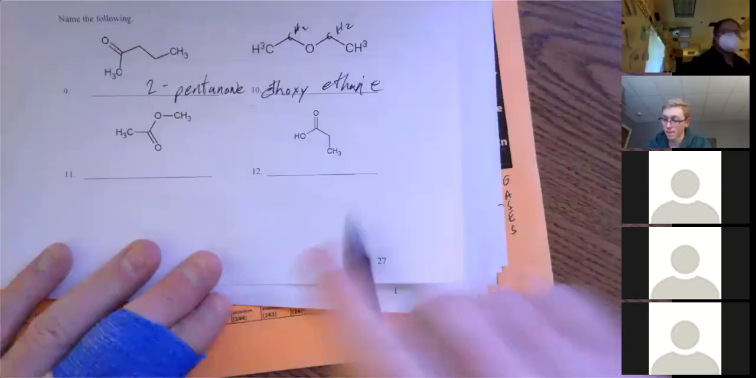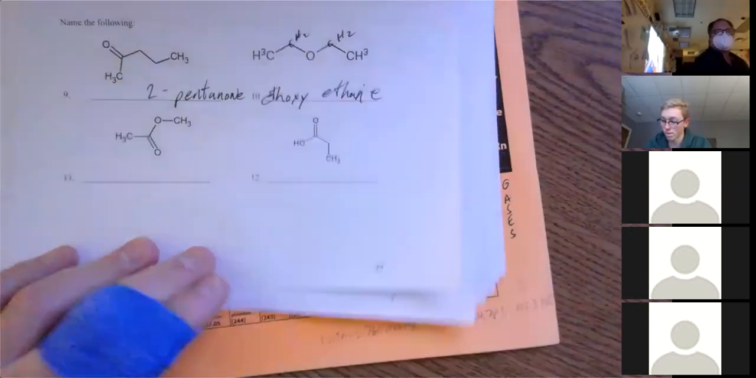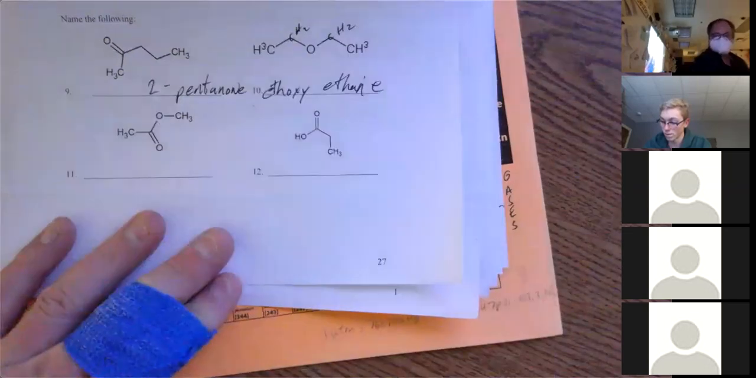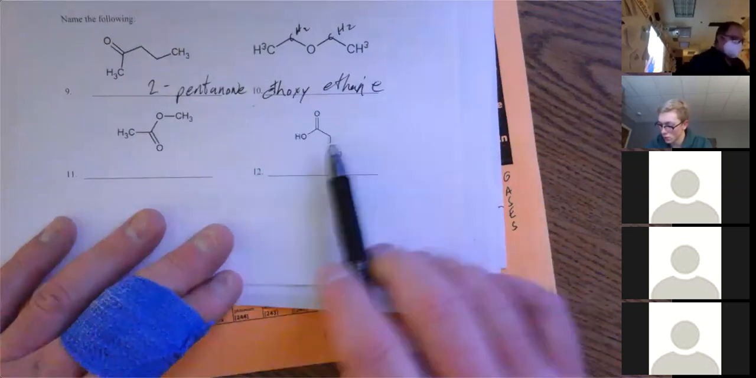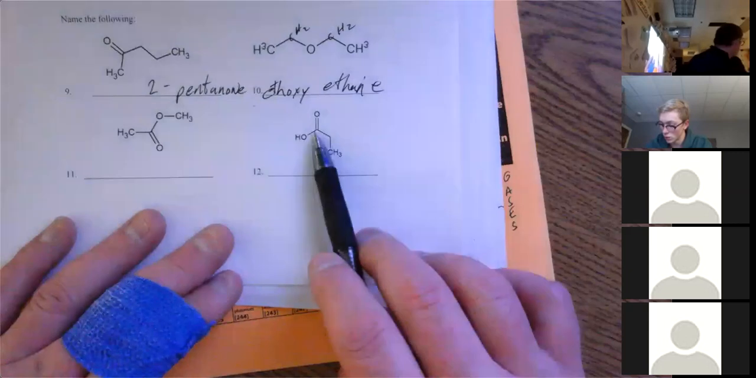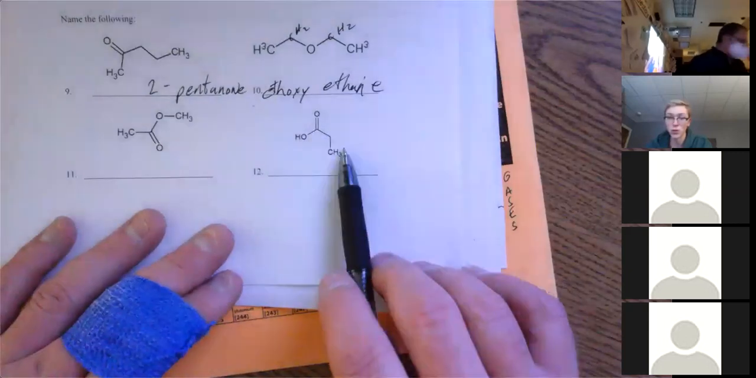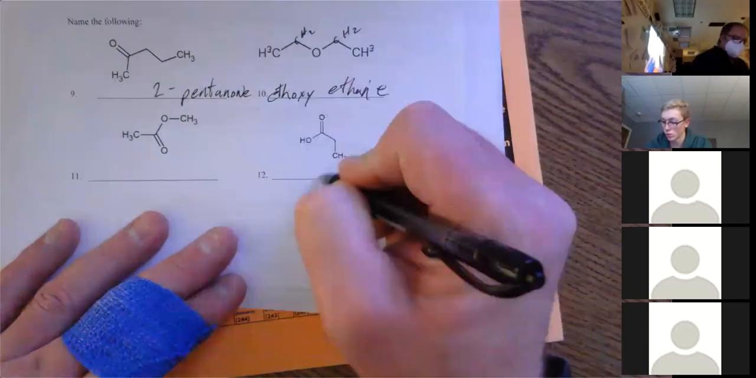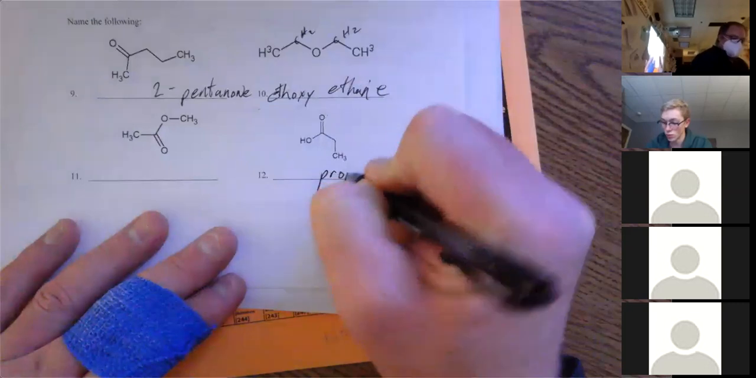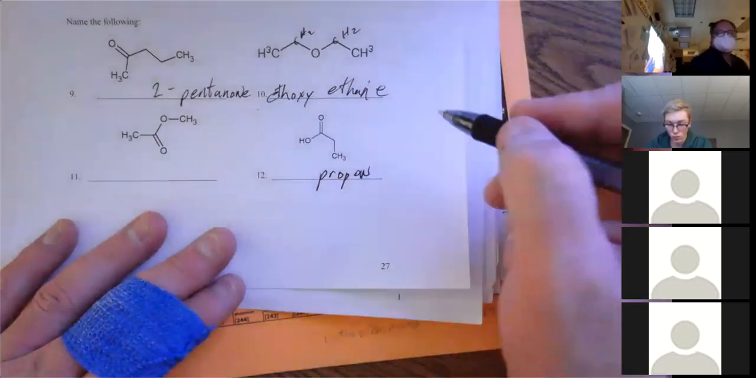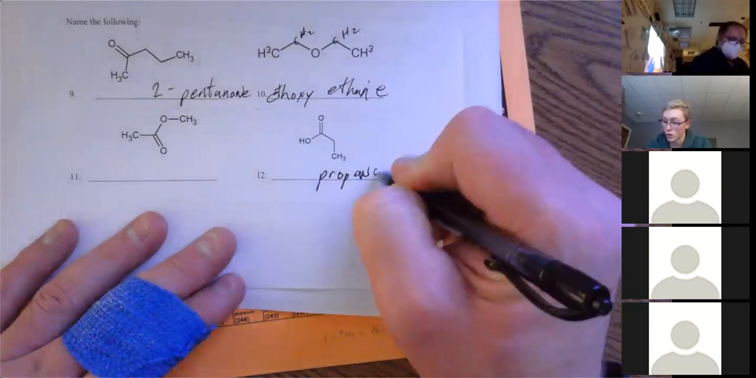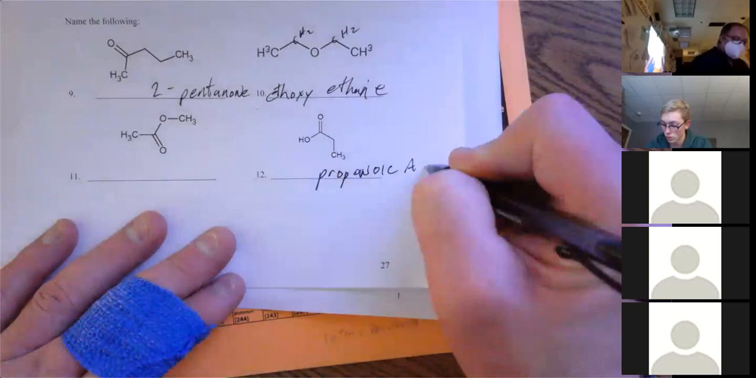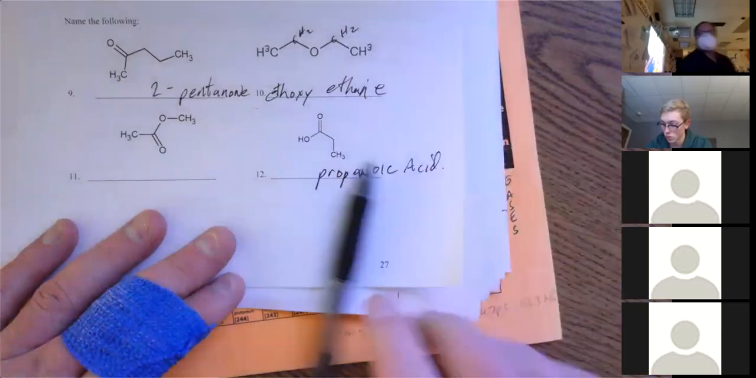How about this guy? I know, again, silly. You have to ask yourself, how many carbons are there? 3 carbons. It's so silly, right? 1, 2, 3. So 3 is prop. We would normally call this propane, but we drop the E and we change the ending to propanoic acid. Propanoic acid.